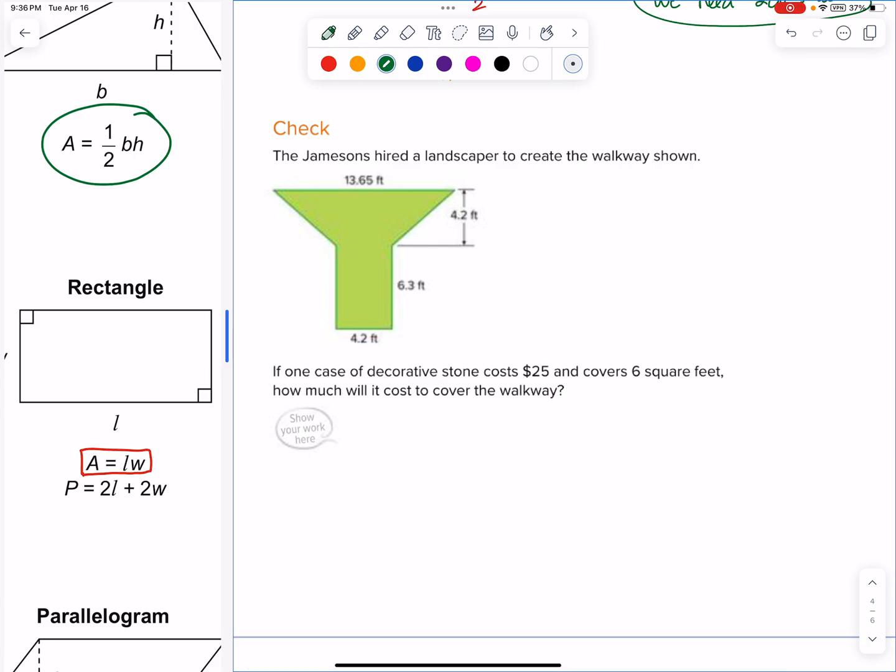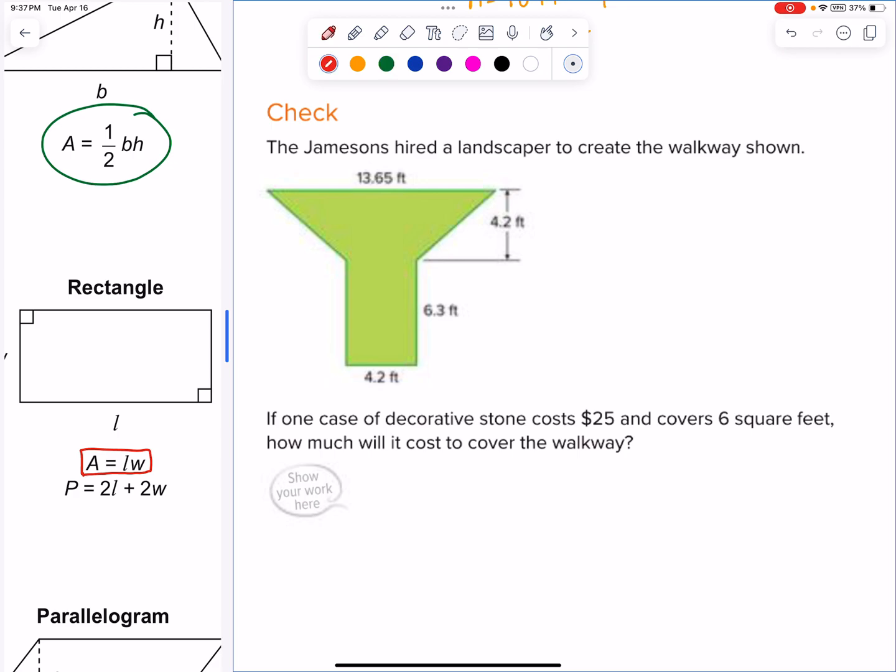All right, so here we go. In one case of decorative stone, if one case costs $25 and covers 6 square feet, how much will it cost to cover the driveway? So we first have to find out how many cases we are going to need. And then if each case is $25, we have this extra piece here, right? Okay, so trying to understand what's going on is key.